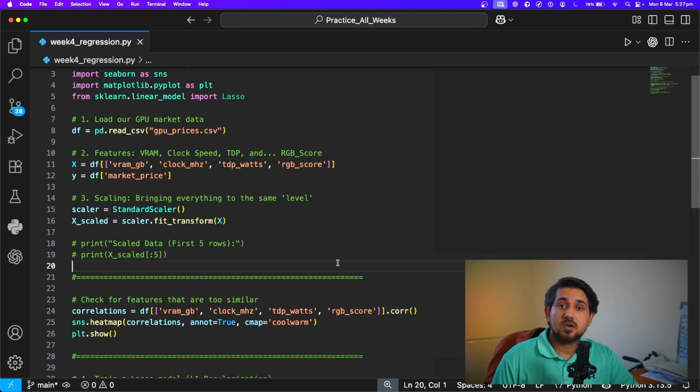The heat map uses colors to make these relationships obvious. Dark red means a very strong positive correlation. Dark blue means a strong negative correlation. Lighter colors mean little or no correlation. So when we run this, pay attention to any features that are almost identical. Those are the ones we might consider dropping later to keep the model simple and stable. Let's run the code.